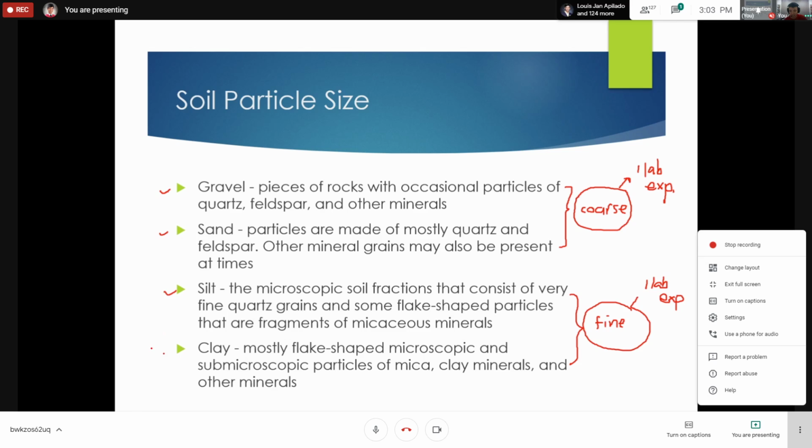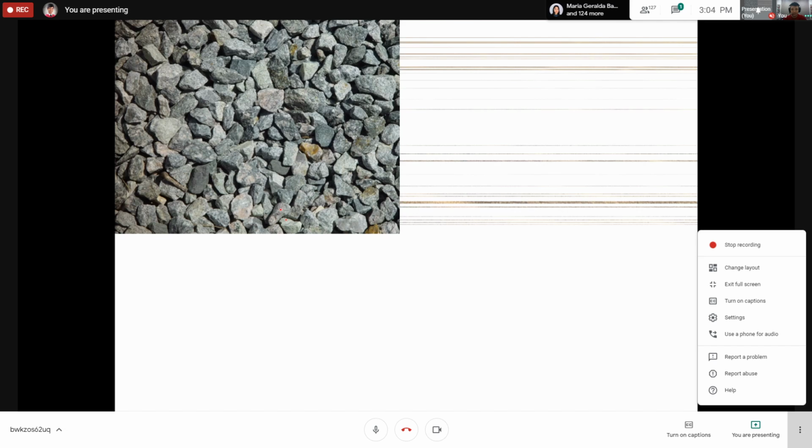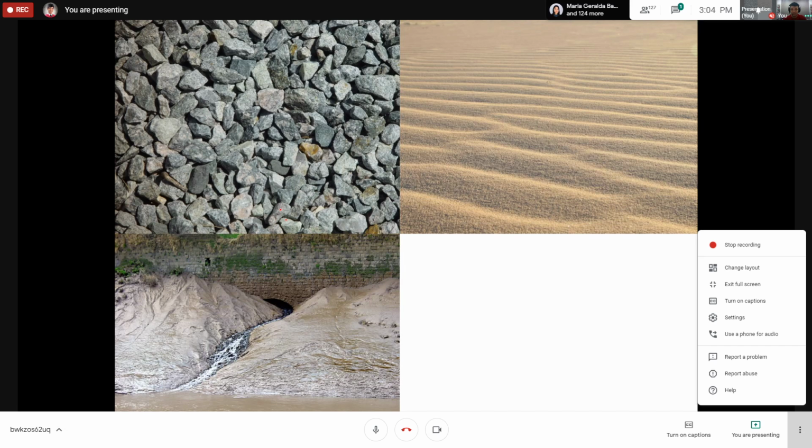Okay, so silt and clay again, you can also determine these particular fractions in the laboratory experiment that we will be doing, if you are able to finish that experiment. So again, there are four: gravel, sand, silt, and then clay.